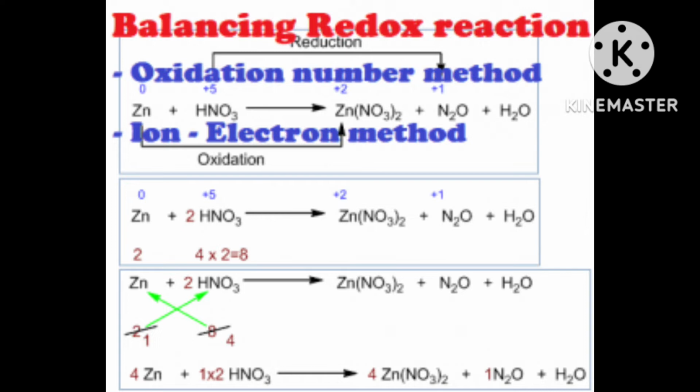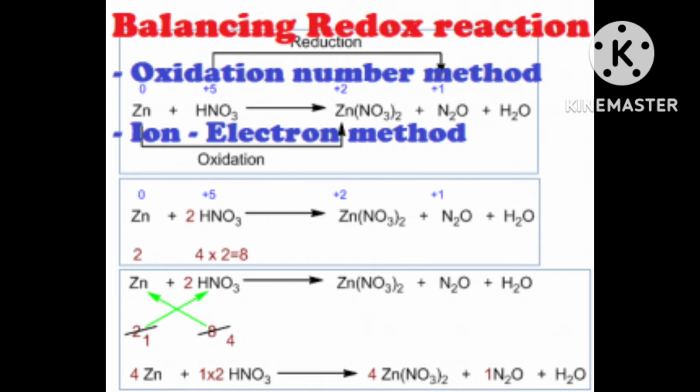For that purpose, you have to multiply in such a way that the electrons are equal. In the oxidation process you multiply, and the reduction also you multiply. The complete oxidation side, left and right, will be multiplied automatically, for both reactant and product. The same goes for the reduction.